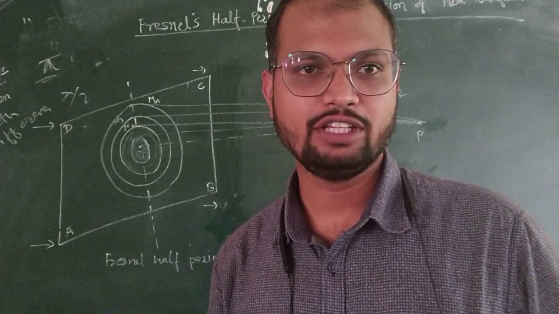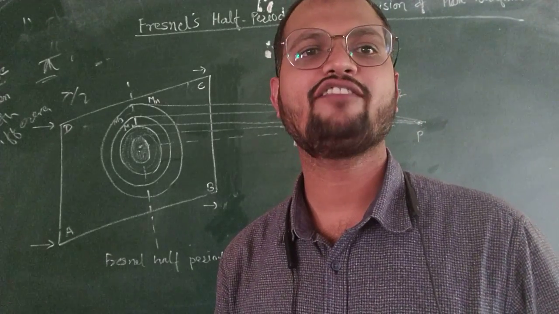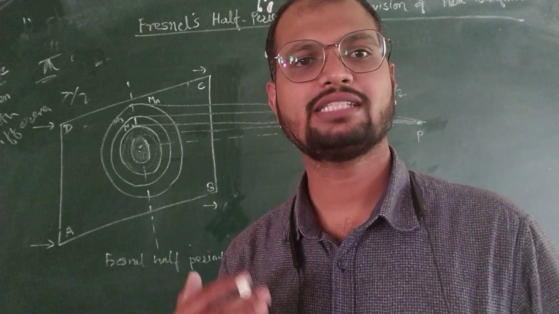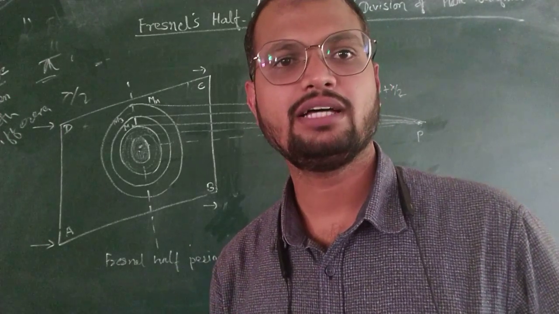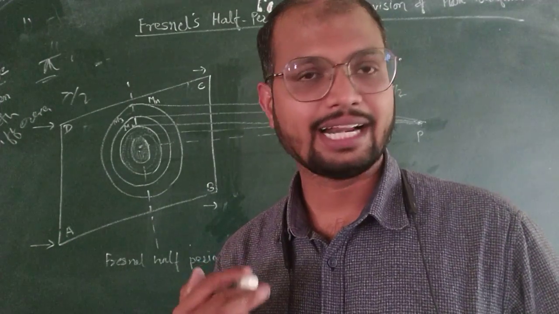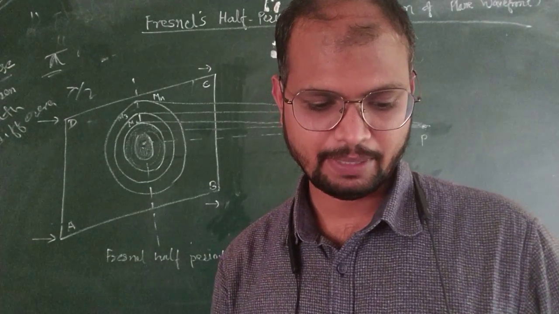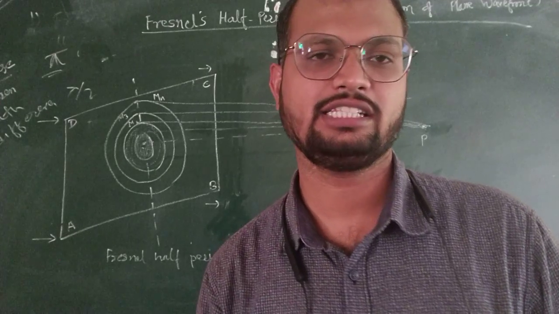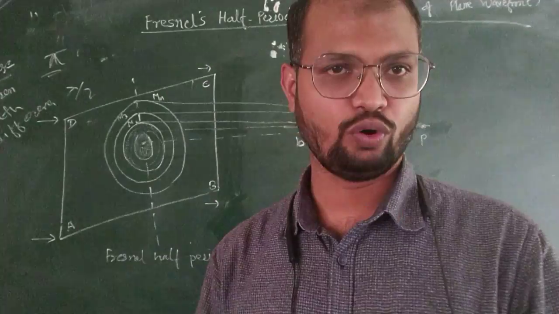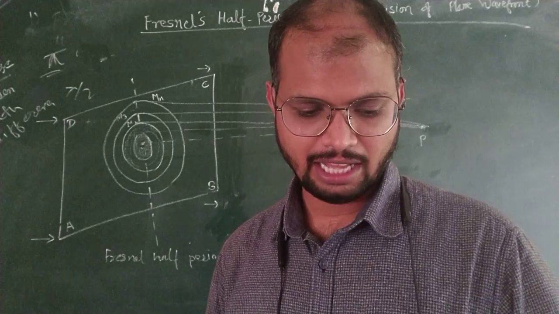With respect to point P, with P as a center, spheres of radii equal to b plus lambda by 2, b plus twice lambda by 2, b plus thrice lambda by 2, and so on, up to b plus n lambda by 2, etc., are drawn. These spheres cut out circular areas of radii OM1, OM2, OM3, ..., OMn on the wavefront.